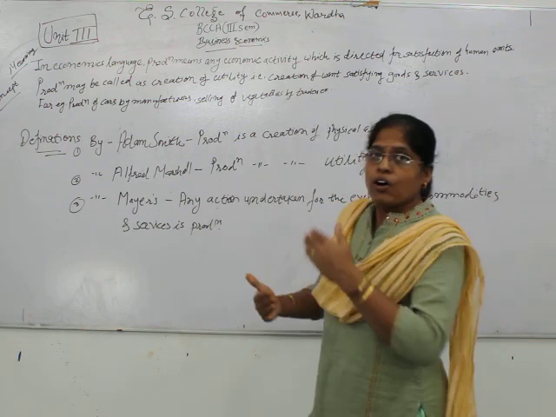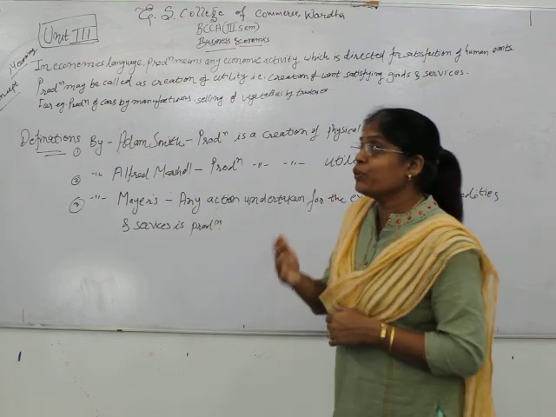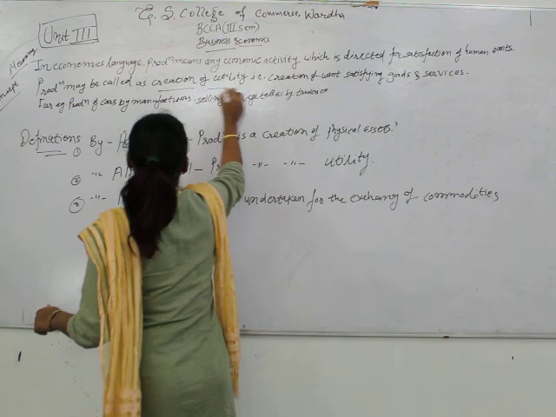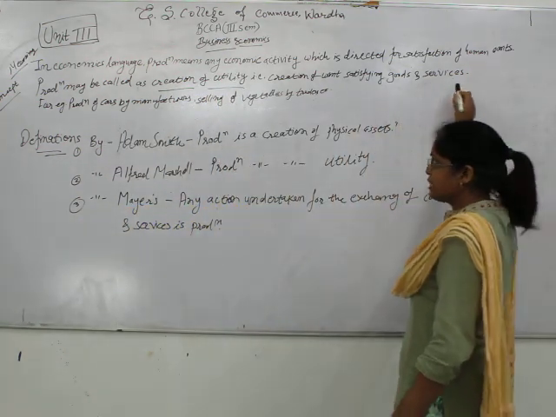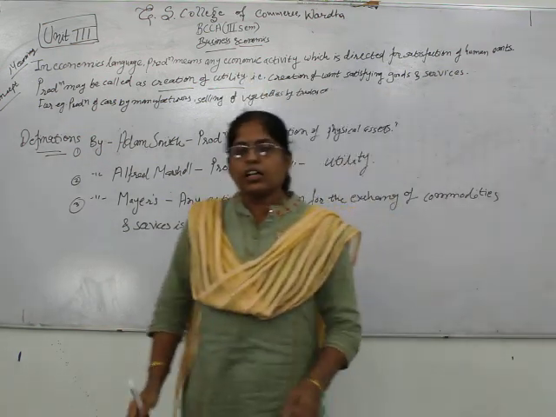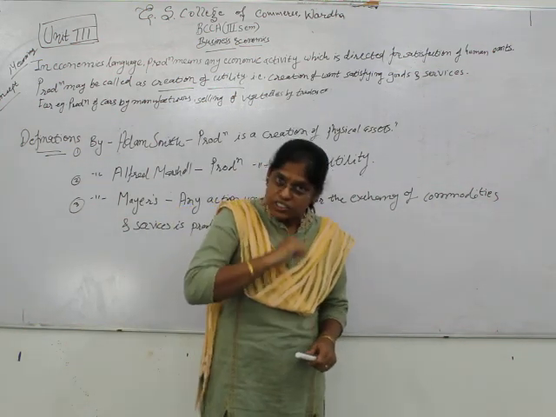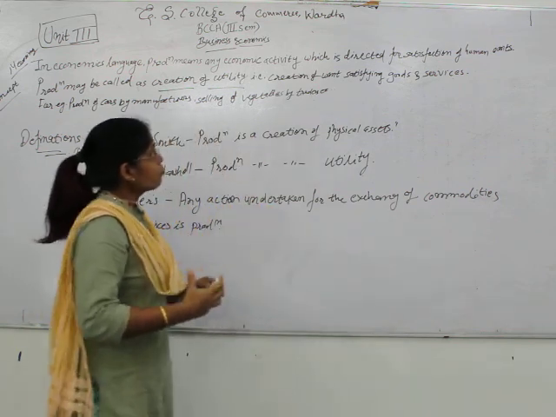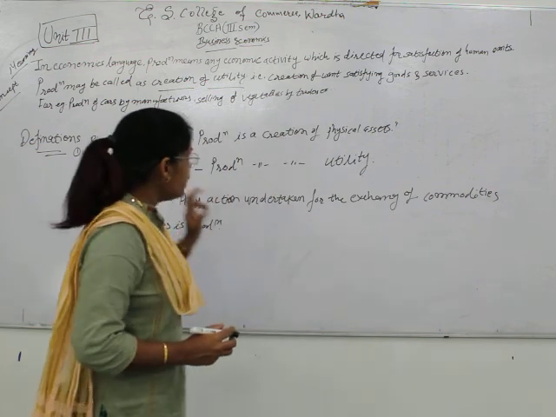Again, how can we define production? Production may be called a creation of utility. That is the main definition. It is a creation of want-satisfying goods and services. Utility means want-satisfying goods and services. The goods and commodities required by the consumers are produced in production, and those goods and services are directed for satisfaction of human wants. That is the meaning of production.